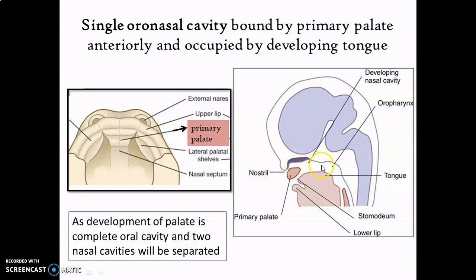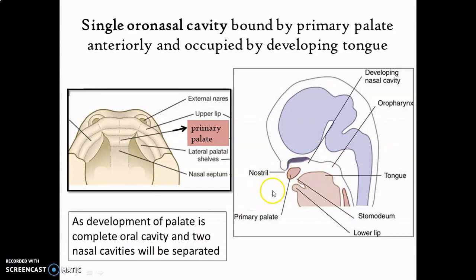And in this image, you can appreciate the single oronasal cavity. There is primary palate anteriorly, and the nostrils you can appreciate here. And the tongue, you see it is present in a very superficial position in the roof of the primitive oral cavity or stomodium.